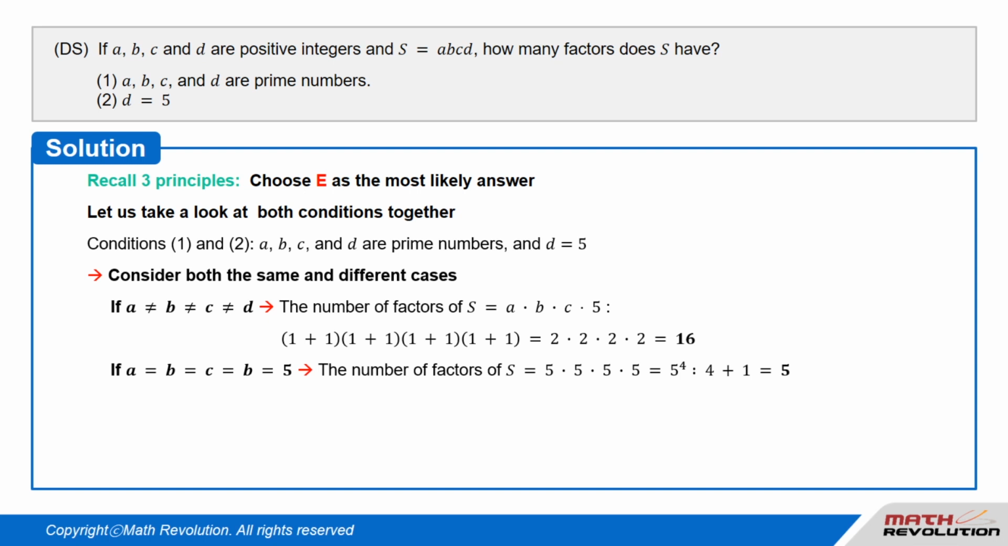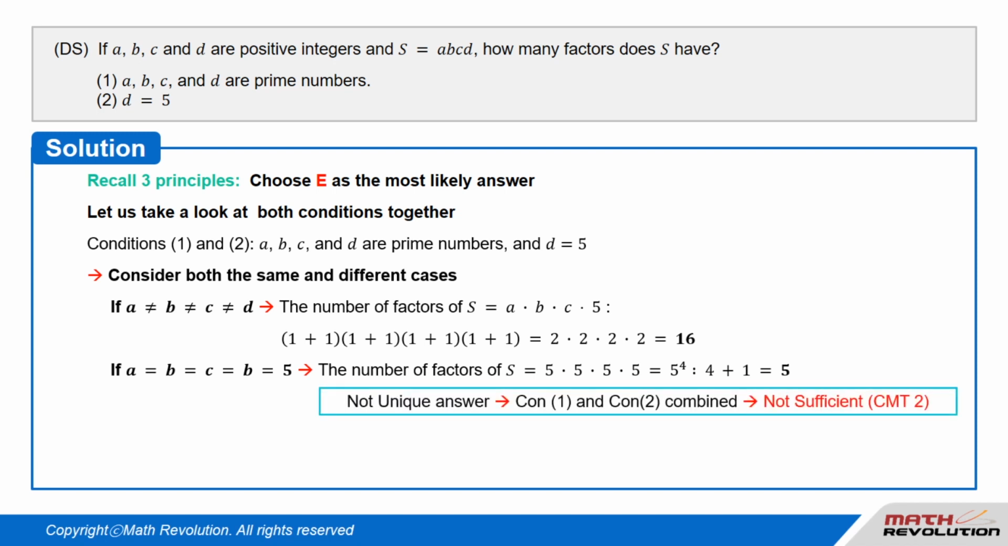However, if A equals B equals C equals D equals 5, then the number of factors of S equals A times B times C times 5 equals 5 to the power of 4, which is 4 plus 1, which equals 5. Therefore, both conditions 1 and 2 combined do not give a unique answer and are not sufficient by CMT2, which states the number of answers must be 1.